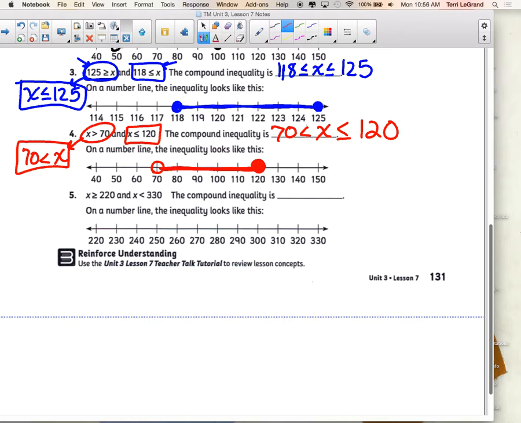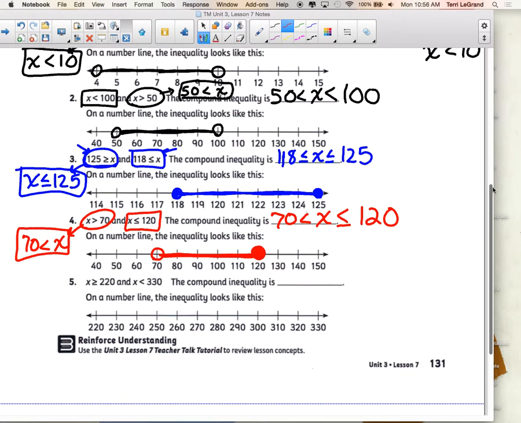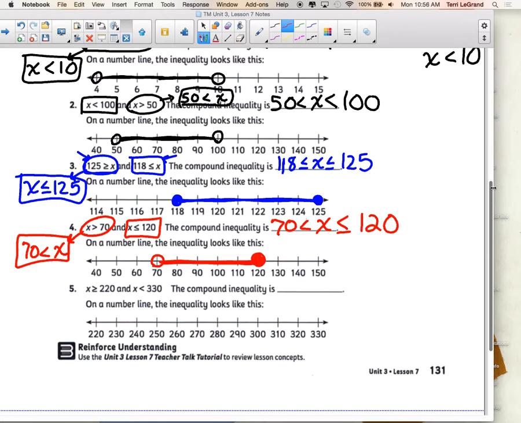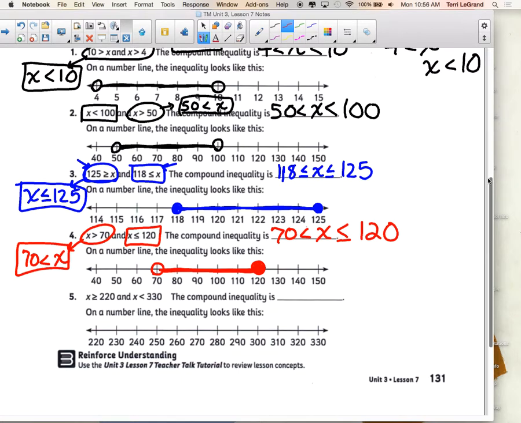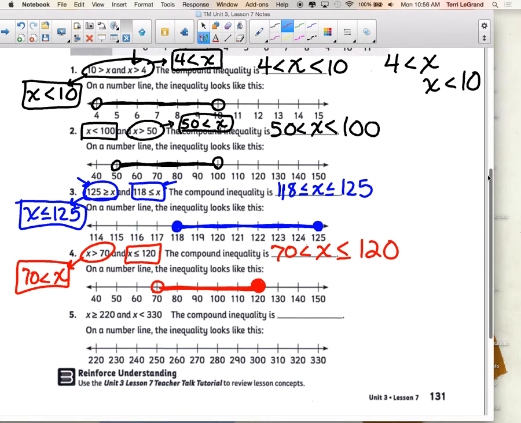So I want you to notice something, though. I don't want you to get in the habit of thinking you're always just going to shade in between, as long as there's only one variable between endpoints. Tell me something that is the same in all 4 of these, besides the fact that they all have an X in the middle. What else can you say is the same in every single one of those compound inequalities?